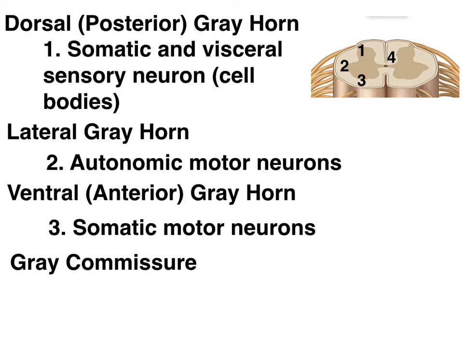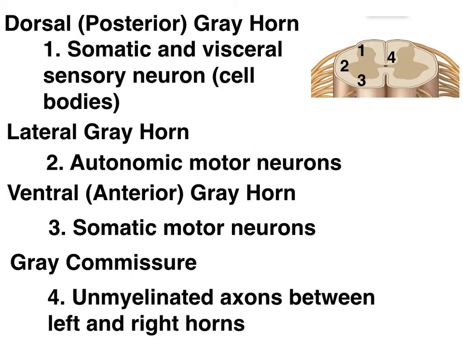Finally, we have the gray commissure. The gray commissure is made up of unmyelinated axons. These pass between the left and right side of the spinal cord and help to connect the left and right sides, the left and right horns, whether they are the lateral, dorsal, or ventral gray horns.